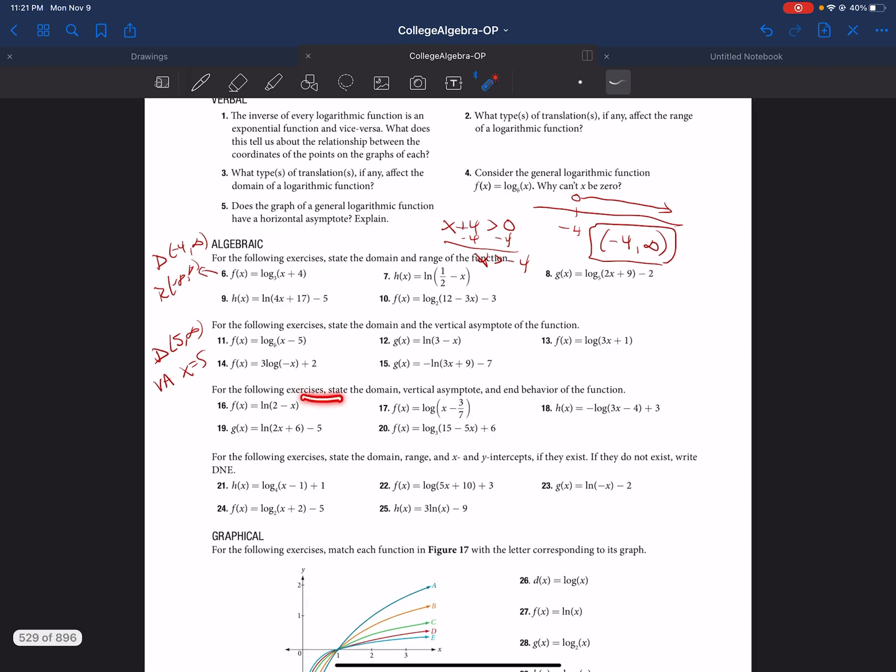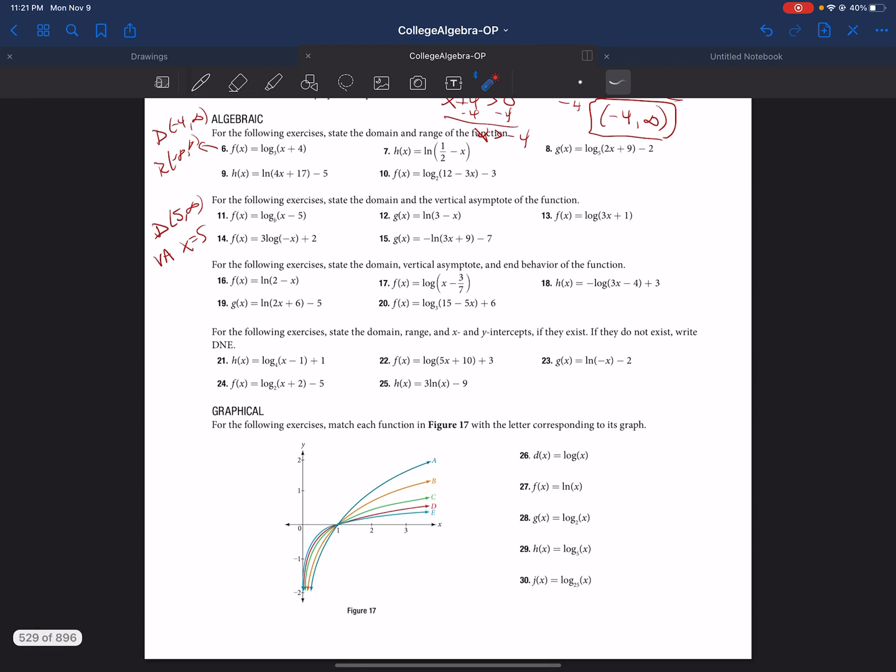Here, state the domain, vertical asymptotes, and end behavior. The end behavior is just, does it go to infinity to the right, as x goes to infinity, y goes to infinity. That's the kind of information they want in there. In this one, state the domain and range, x and y intercepts, if they exist. The x and y intercepts, I will do another video tomorrow and upload it to show you how to get those, because those are a bit different. But we will look at the exponential function first, and then we will change from there.